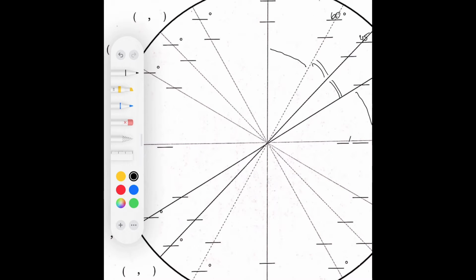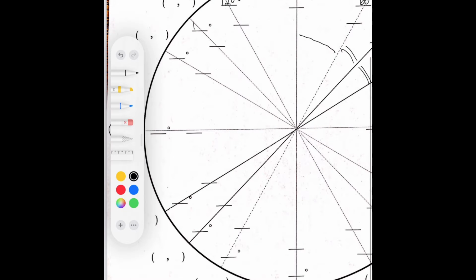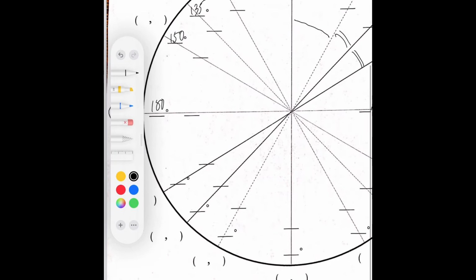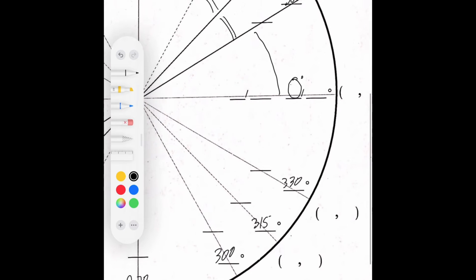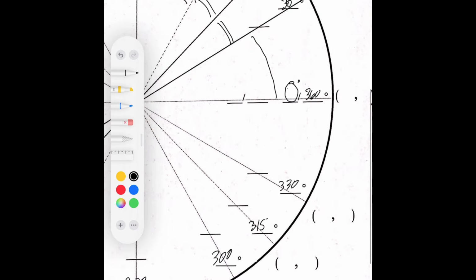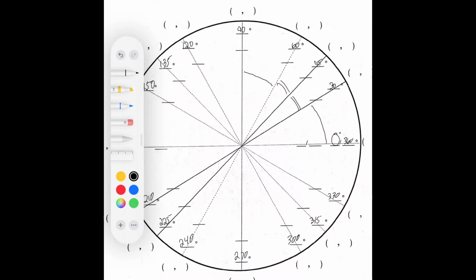So 30 more is 120, and then 15 degrees more, 135, 150, and then 30 more is 180, 30 more, 210, 15 more, 225, 240, 270, 300, 315, 330, and then back around to 360. Okay, so there's your degrees.